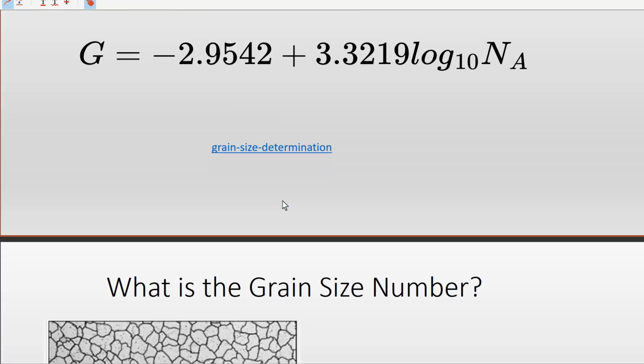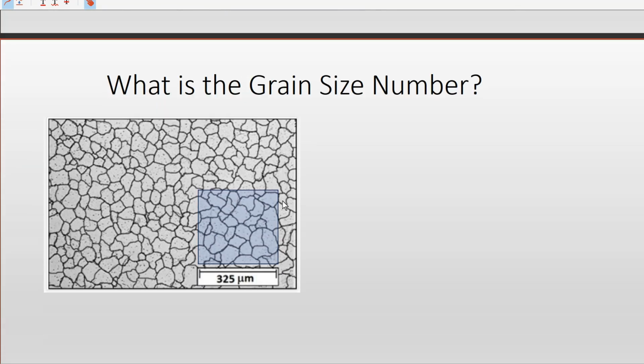So let's see how to apply this. Let's have a look at this micrograph. What's the grain size number for this material? Well, we have a scale marker on the micrograph that tells us that this dimension here is 325 micrometers. Let's take a sample here. If we were doing this properly, we would take many samples. But let's just look at sample 1. So this is a sample of an area in the micrograph.